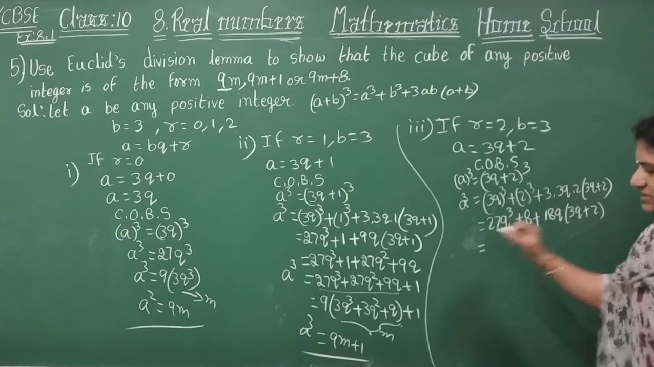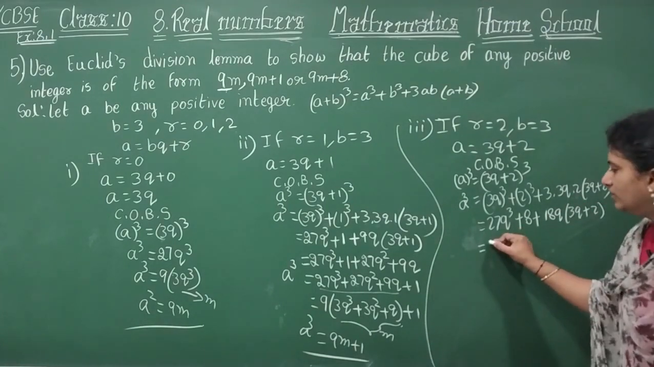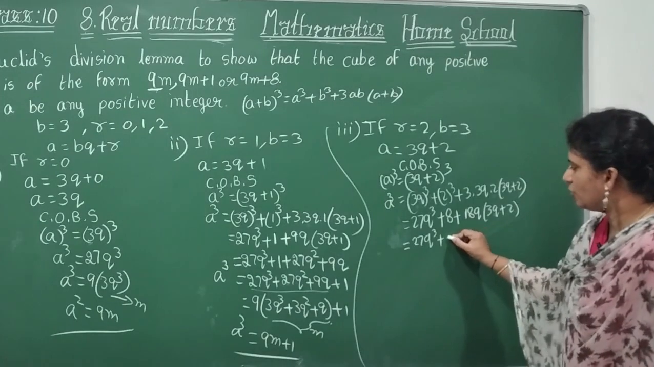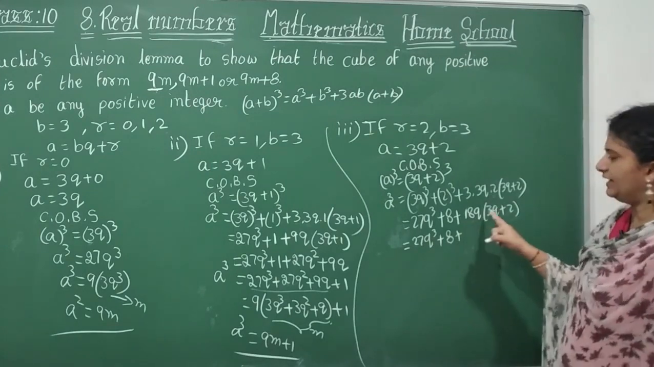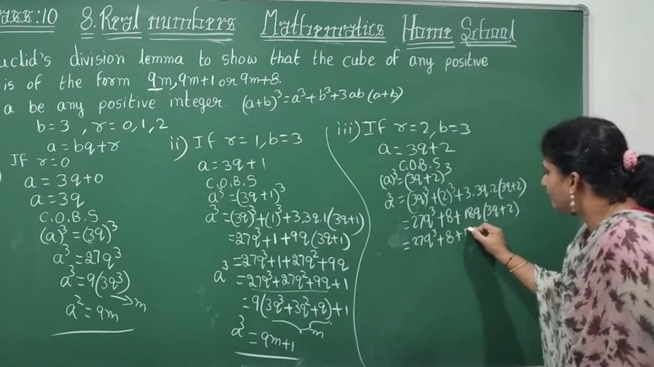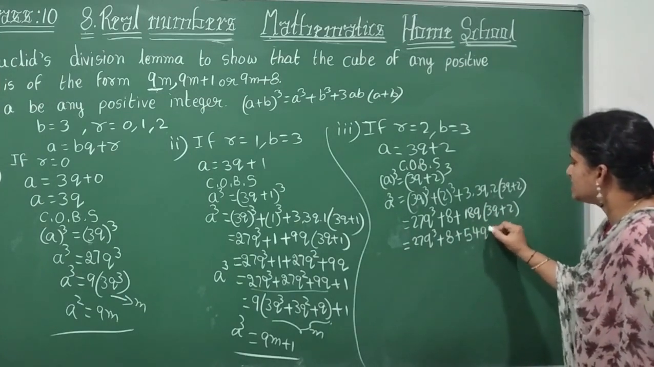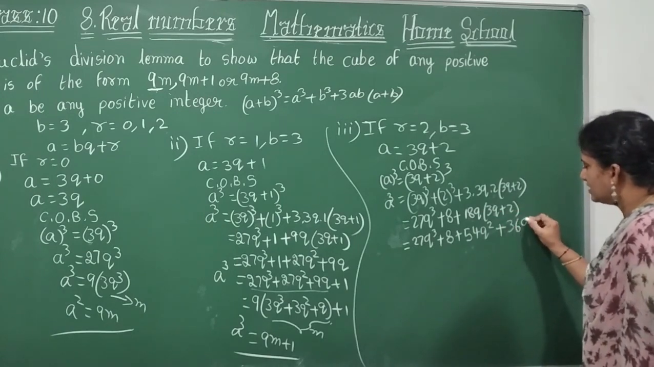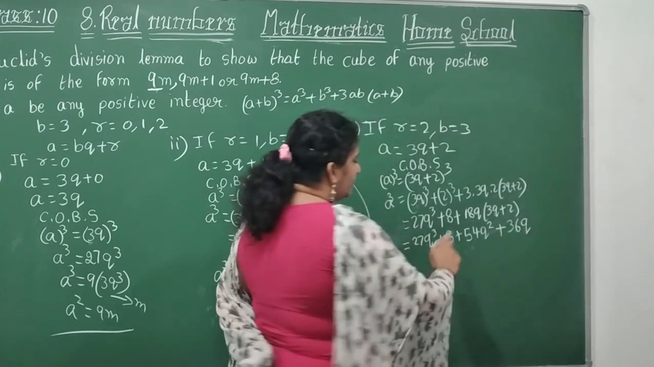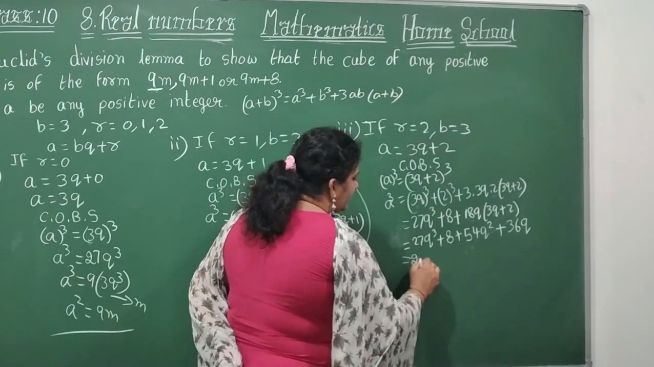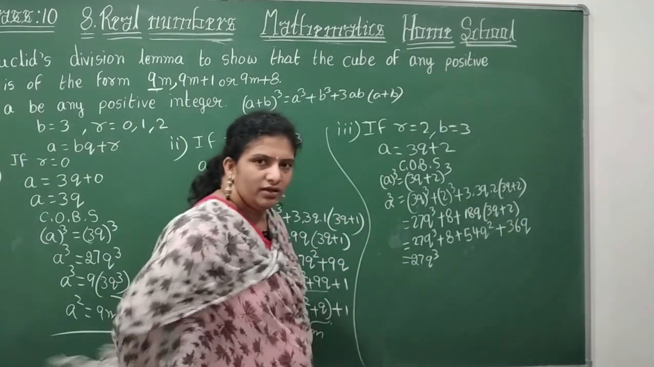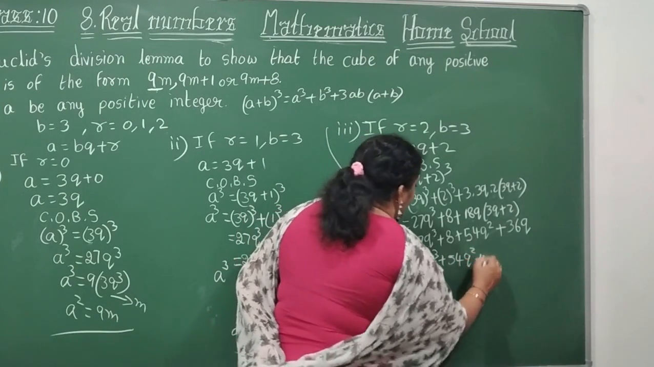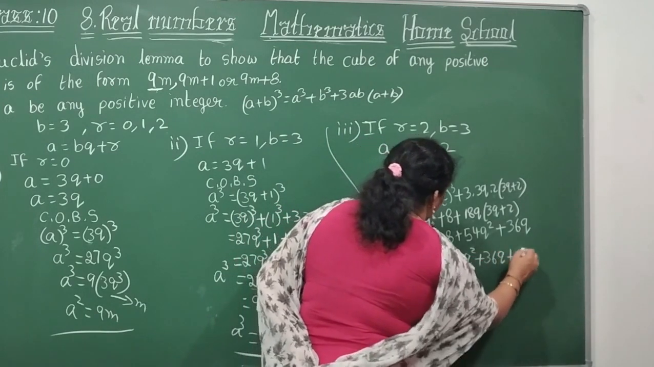Now next step here, children, observe carefully. 27q cube plus 8 as it is, plus 18 3s are how much here? 54q square plus 18 2s are 36q. Now write the numbers aside here. 27q cube, can you see here carefully, plus 54q square plus 36q plus 8.